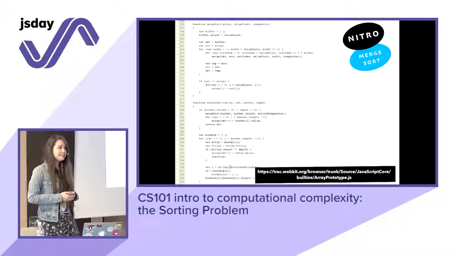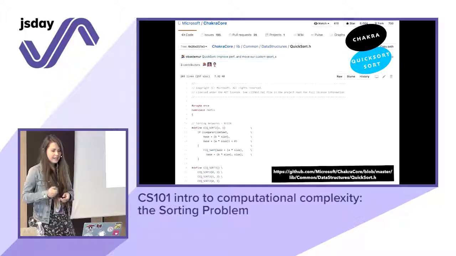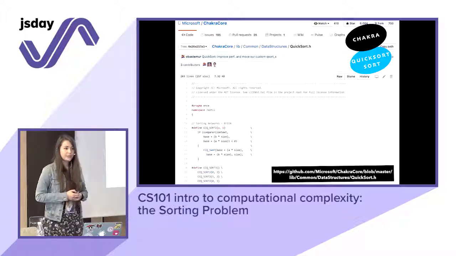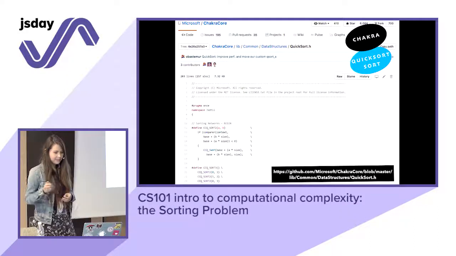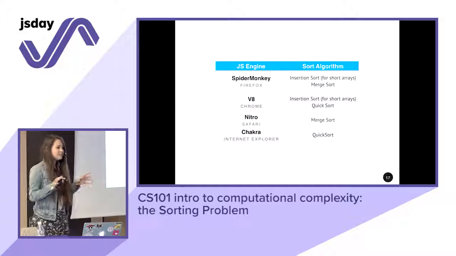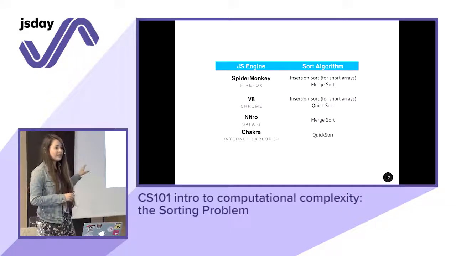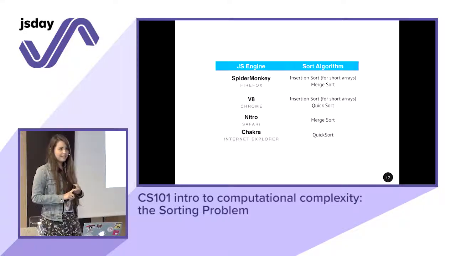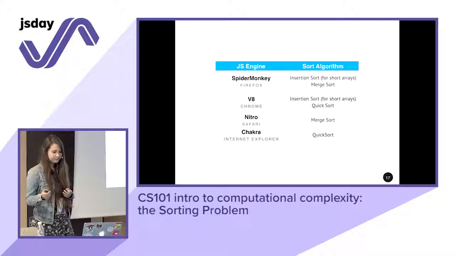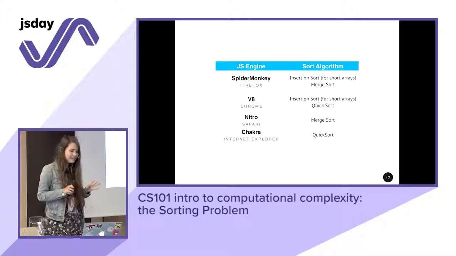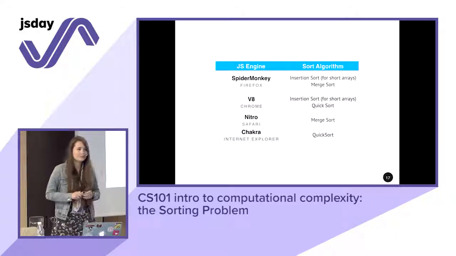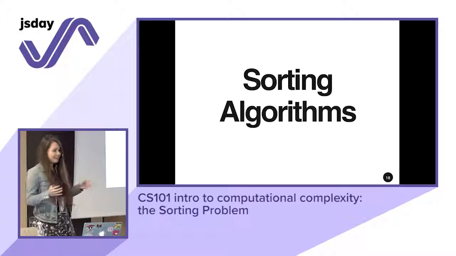Now, Safari's Nitro is also using an implementation of merge sort, and Microsoft Chakra is using quicksort as well. So, to sum all of this up, the most used algorithms in these JavaScript engines are merge sort, quicksort, and, for smaller arrays, insertion sort. With all that being said, let me introduce you to the beautiful world of sorting algorithms.